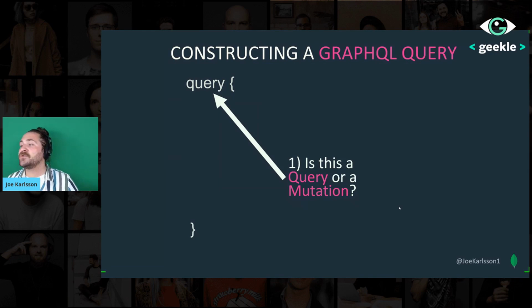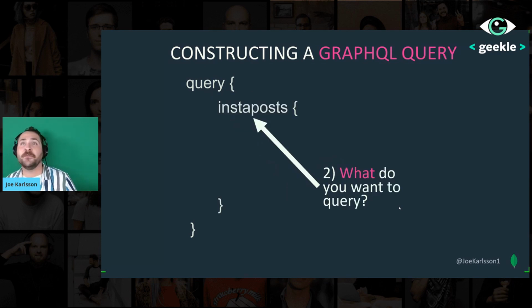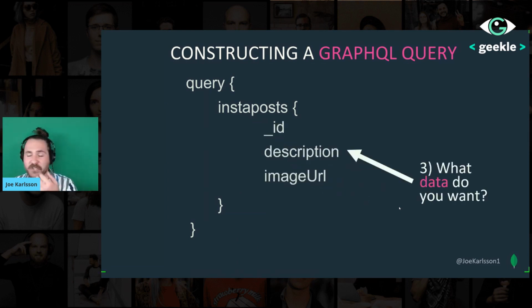Okay, so if you want to actually construct a query, what does that look like? So the first thing you want to do is define whether it is a query or a mutation. Next thing you want to identify for GraphQL is what kind of data you want to query. So I have a collection called Instaposts. Each document in that collection is a single image from my Instapost gallery. And then the next thing you need to define is the structure of what you actually want to do with that data. So I want to get the unique ID, I want to get a description, and my React application needs the image URL, because those are the three things I need to display and work with that data correctly, right? So that's pretty easy. You're just saying, this is a query, this is what I want, and these are the things I want to do with that data with my application.